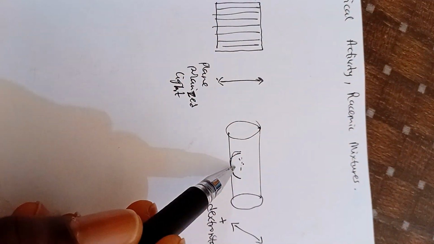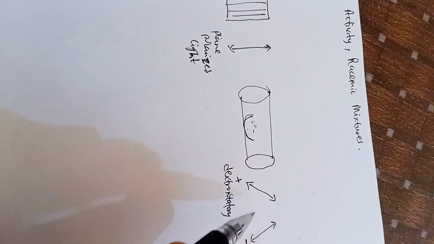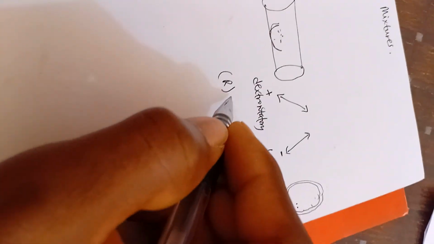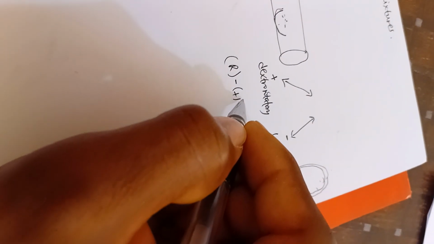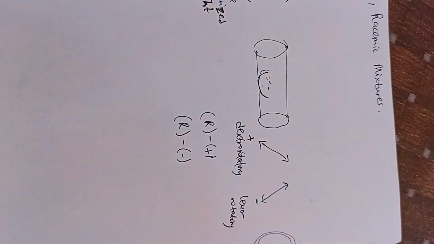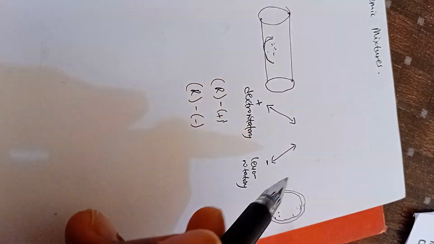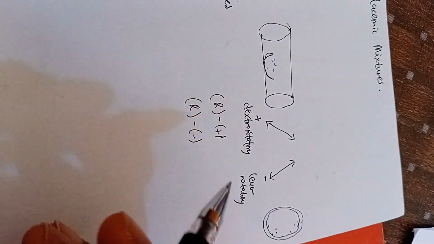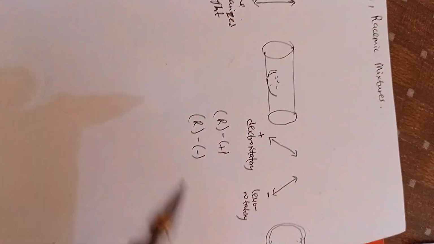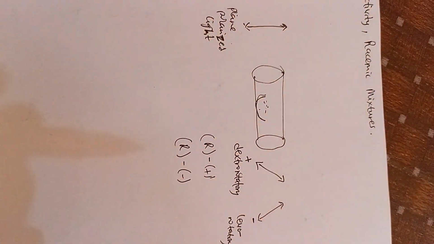All right. So this is basically optical activity of an enantiomer. If this enantiomer is R, it can rotate the plane polarized light either to the right or to the left. If it's to the right, we say it is R positive. If it's to the left, we say that it is R negative. If this was an S enantiomer and it rotated the plane polarized light to the right, we say it is S positive. If it rotated it to the left, we say it is S negative.